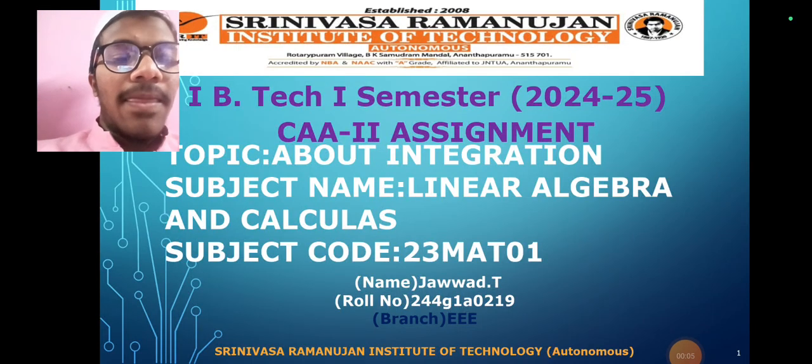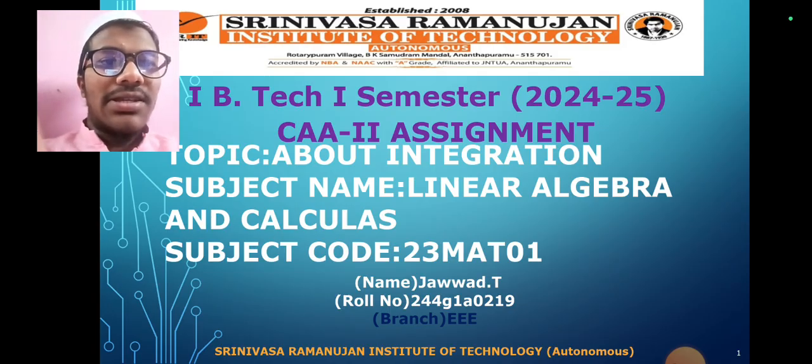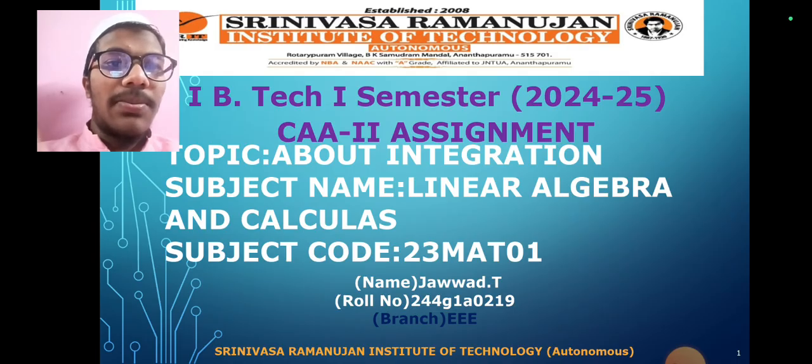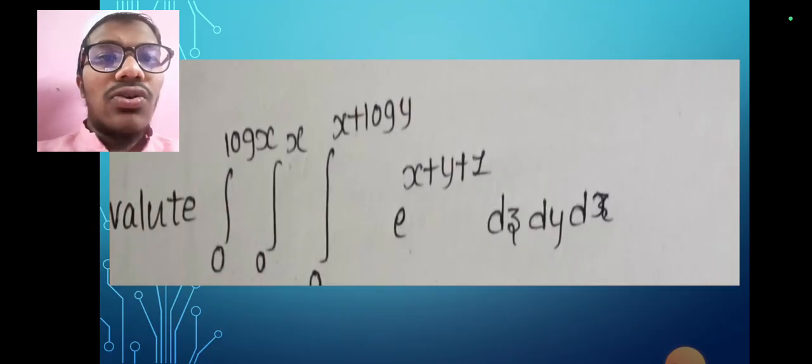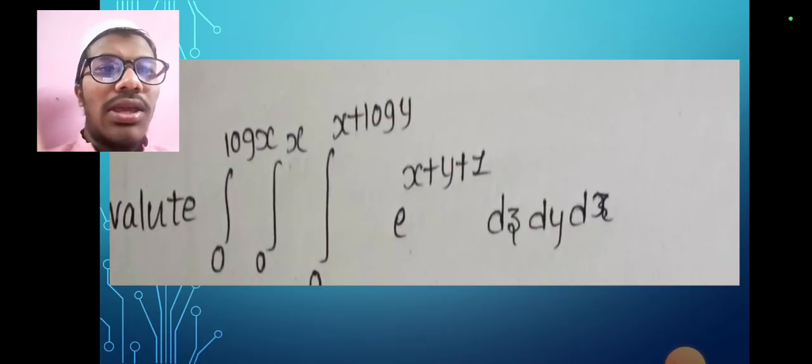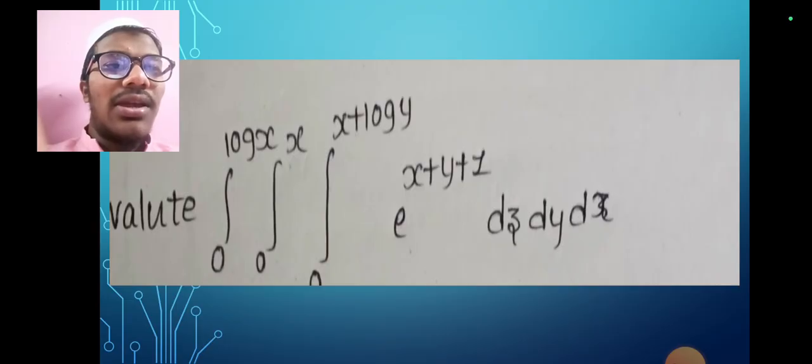Jawad Mutiullah. I am from Triple E section, and today my CA2 topic is about the integration part. My given question is the integral from 0 to log 2, integral from 0 to x, integral from 0 to x plus log y, e power x plus y plus z dx dy dz.